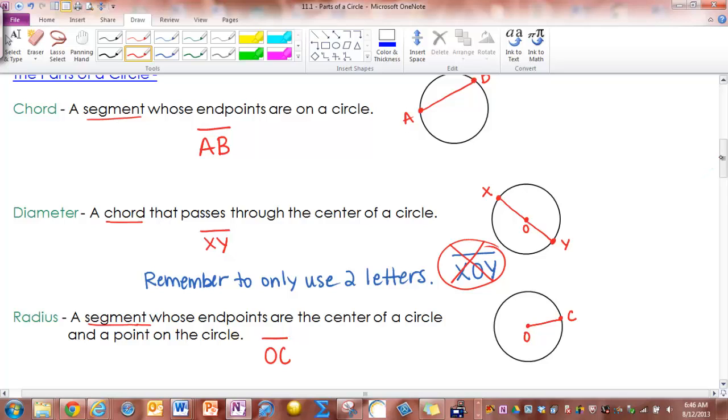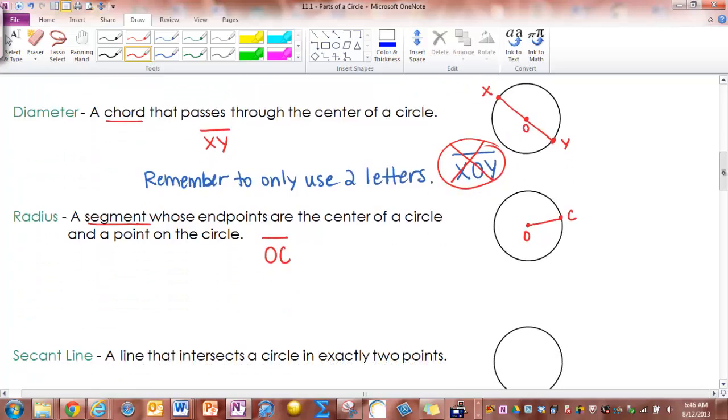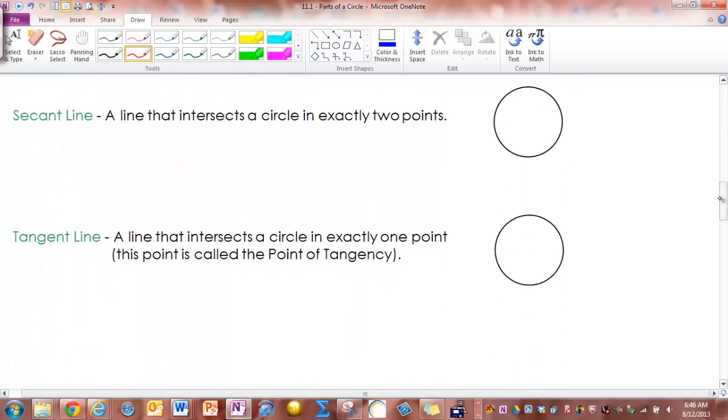Now moving on, we have 2 more parts of a circle that are not segments anymore. These 2 are going to be lines. First one is called a secant line. And a secant line is a line that intersects a circle in exactly 2 points. So here's an example of a secant line. It's basically going to be a line that stabs through the circle in 2 points. We'll call that first point S and the second point T. So we write our secant line ST.